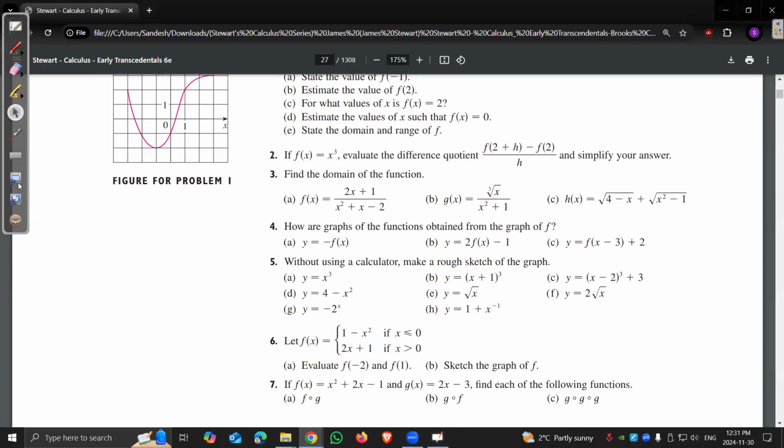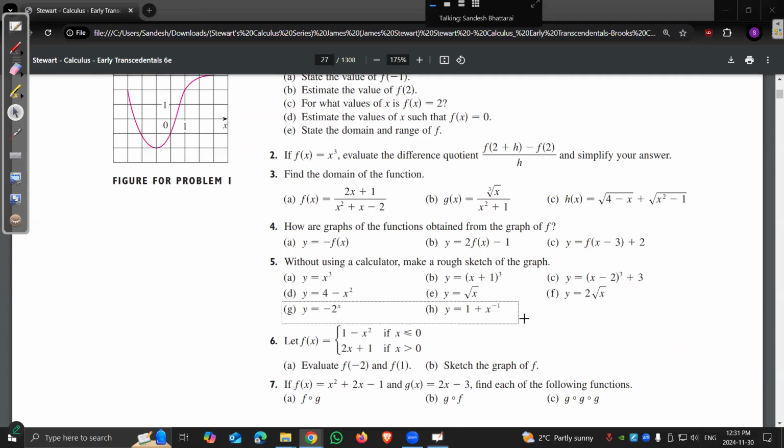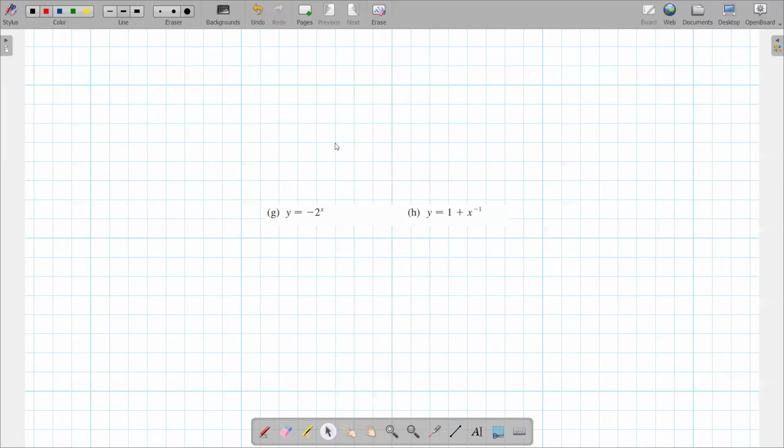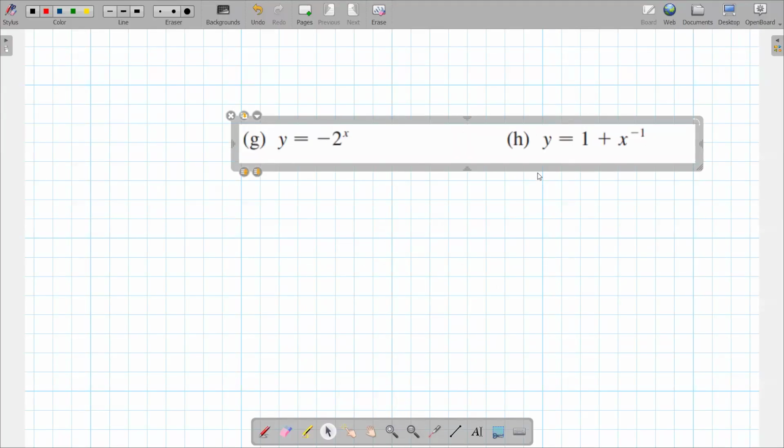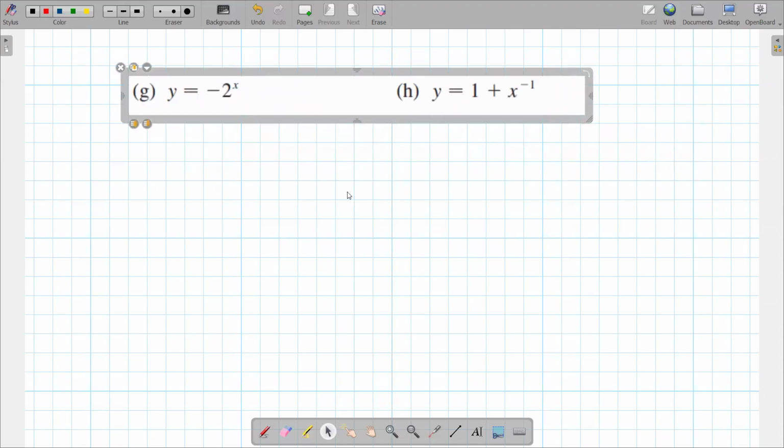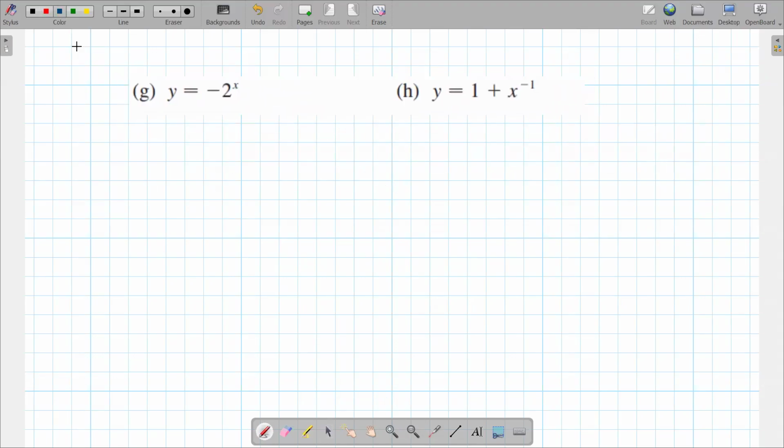and F, I guess. What about this one? Negative 2x. It's pretty simple. What kind of a function are we dealing with? Exponential.